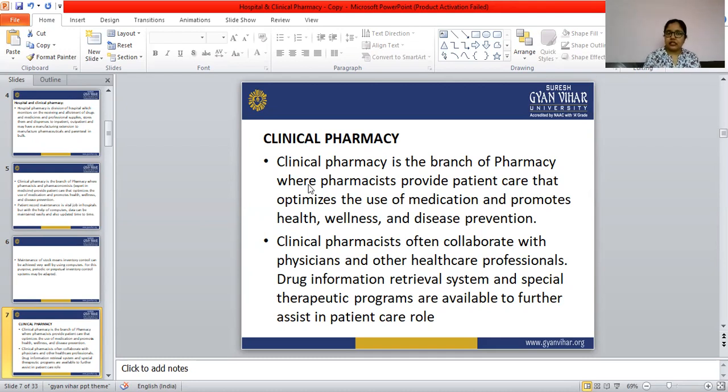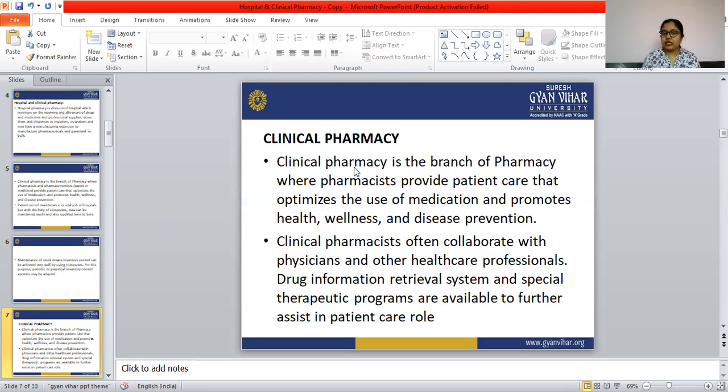So clinical pharmacy is the branch of pharmacy where the pharmacist and the pharmacologist provide patient care that optimizes the use of medication and promotes health, wellness, and disease prevention. In clinical pharmacy, the pharmacist collaborates with a physician to achieve good patient care. The drug information retrieval system and special therapeutic programs are available to further assist in the patient care role.